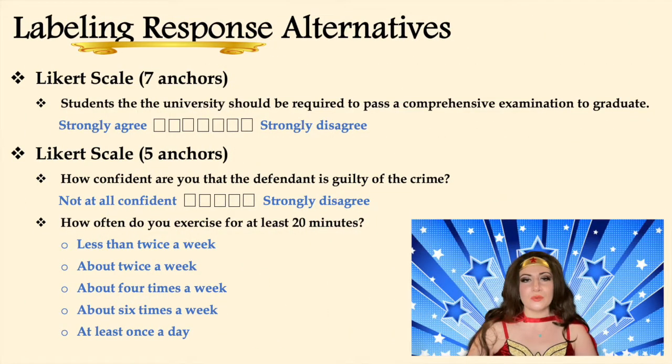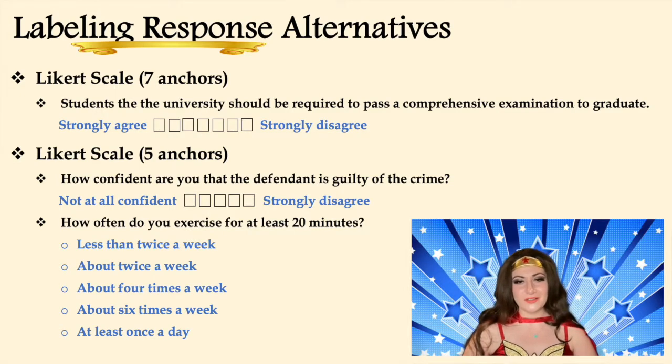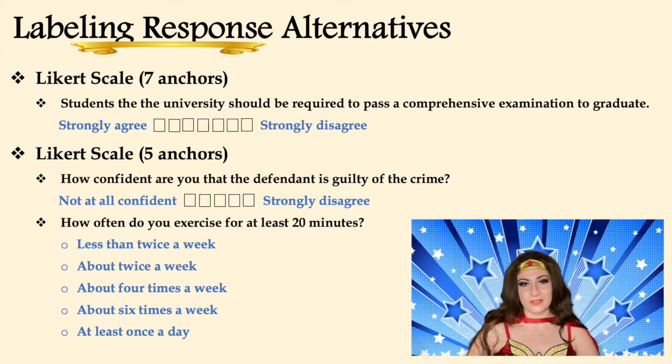So for example, we can have a Likert scale with 7 anchors to answer a question like, students in the university should be required to pass a comprehensive examination to graduate. And then on a scale of 1 to 7, they can mark if they strongly agree or strongly disagree. Similarly, you can have a 5-point Likert scale and ask about how confident someone is that the defendant is guilty of the crime. So 1 being not at all confident and 5 being very confident.